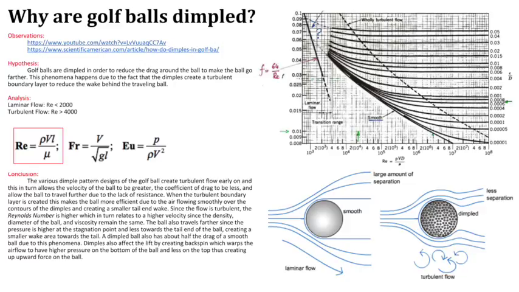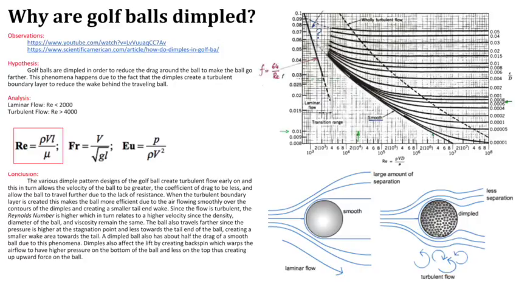When this thin turbulent boundary layer is created, this makes a ball more efficient due to the fact that air is flowing smoothly over the contours of the dimples and creating a smaller tail end wake. Since the flow is turbulent, not laminar, the Reynolds number is higher, which in turn relates to a higher velocity of the ball since the density, diameter of the ball, and viscosity all remain the same.